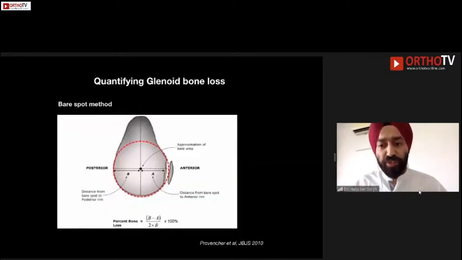An easier method to do is the bare spot method, where on a CT only you identify the bare spot and measure the distance from the bare spot to the posterior glenoid rim and the anterior glenoid rim, and take the difference and divide by 2 and get the percentage of the glenoid bone loss.